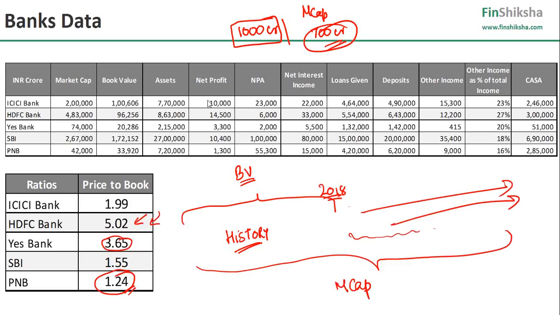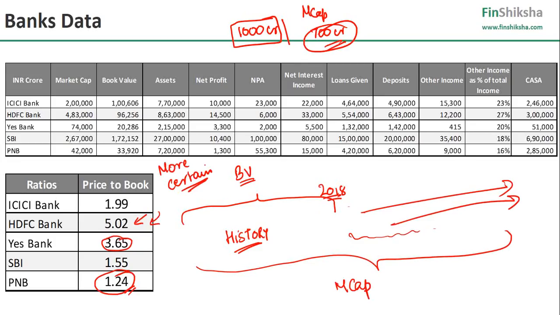Essentially, for companies trading at a higher market cap to book value ratio, you are more certain about them existing in the future. You're more certain that they are going to be existent 5 years, 7 years, 10 years, 15 years down the line. And that's an example of HDFC Bank here.